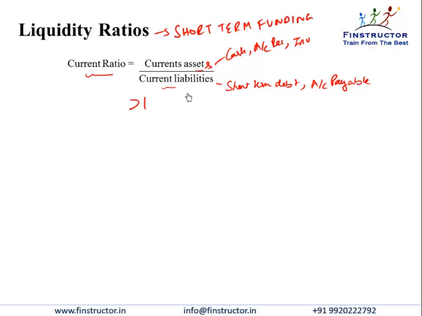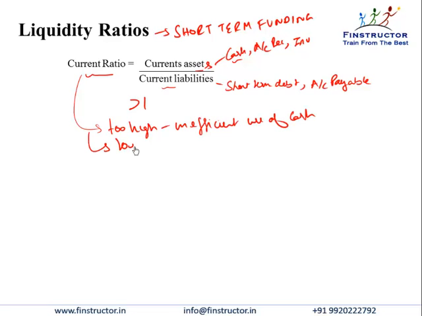Please note, like any other ratio, too high a ratio implies that the firm has a lot of current assets. So it has a lot of cash, etc., which it probably is not utilizing very well. And too low a ratio would indicate that the firm has short-term liquidity concerns or funding concerns.